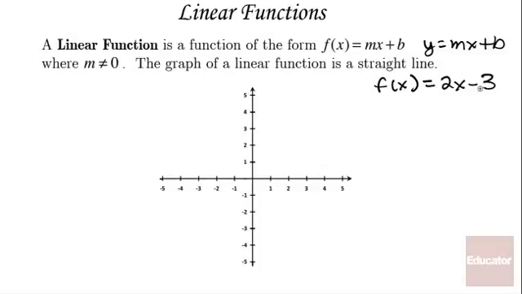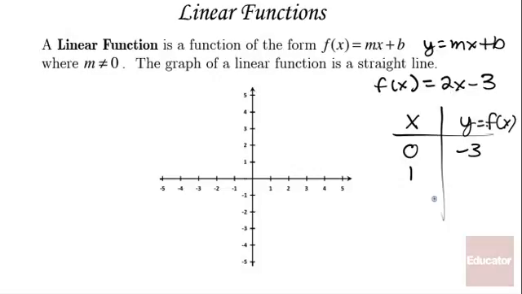In order to plot this out, what I could do is graph out some coordinate pairs, or I could find the intercepts. So let's make a table and generate some coordinate pairs. If I have x and y, if I let x equal 0 and I insert that into the equation, f of x, or y, is going to equal negative 3.